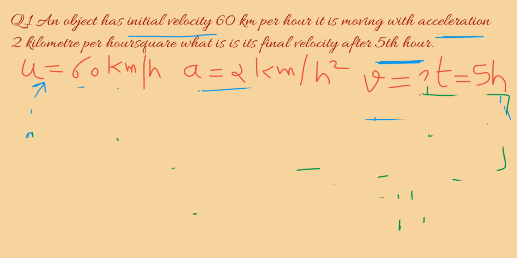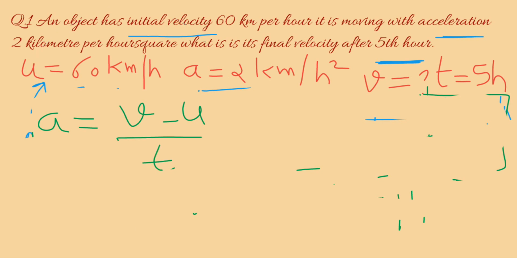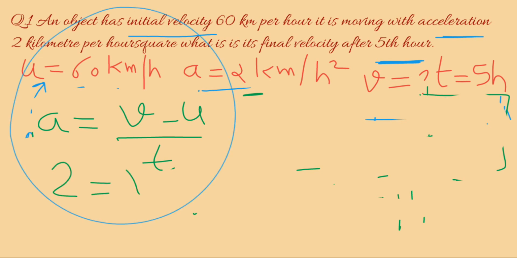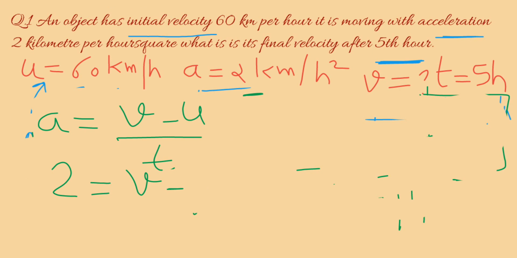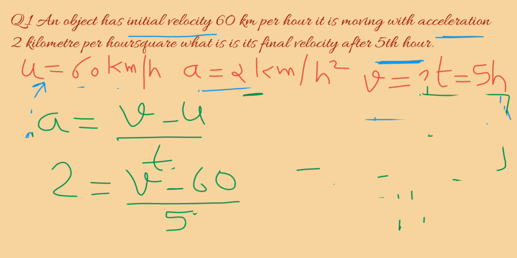See, what is the formula of acceleration? Acceleration is (v minus u) by t. Now the acceleration value is given, 2, so I will put 2 here. V is not given, V will be written as it is. U is given, yes it is given, 60, by time. What is the time? 5 hours.